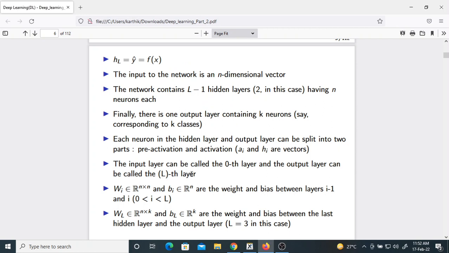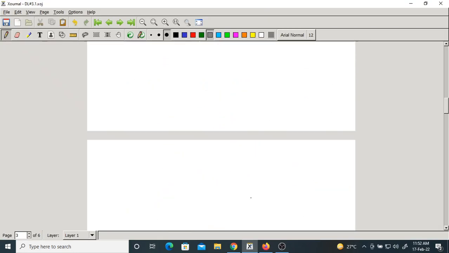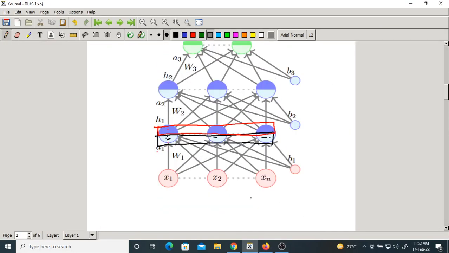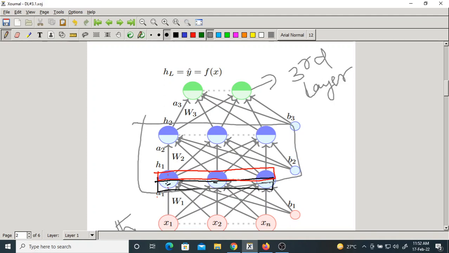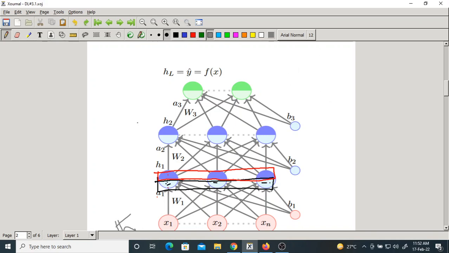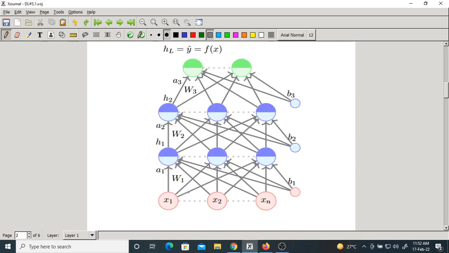The input layer can be called the 0th layer and the output layer can be called the Lth layer. I told you already. So this is the 0th layer. This is the third layer, because here we are taking only 3 layers. And these two are hidden layers. Okay, next.